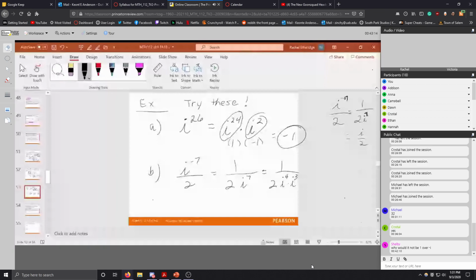which would give me 1 over, this would be 1. So 2 times 1, that would still just be 2. And then i to the 3rd. And you can break that down into i squared and i and do it that way. Or you can just go ahead and do like I did and multiply by i over i. You're going to create an i to the 4th, which is just going to end up being 1 times i is i on the top. And then in the denominator, 2i to the 4th, that's just going to be 1. So you're going to have i over 2.